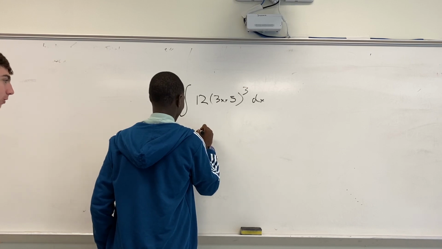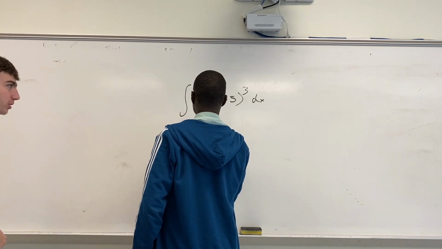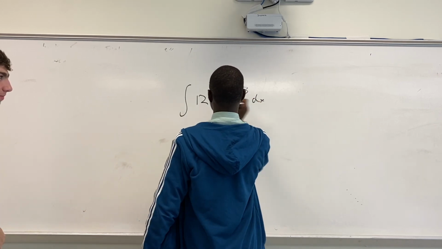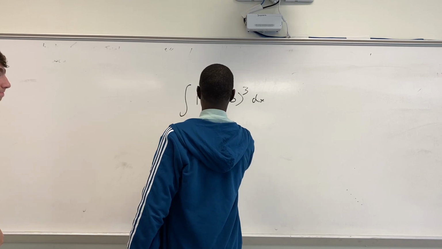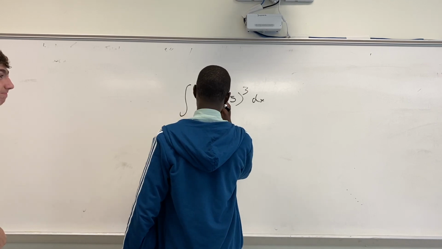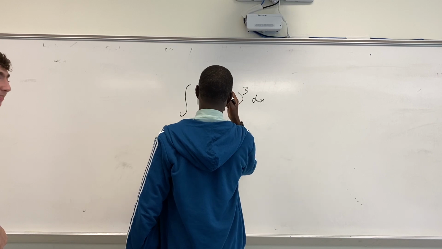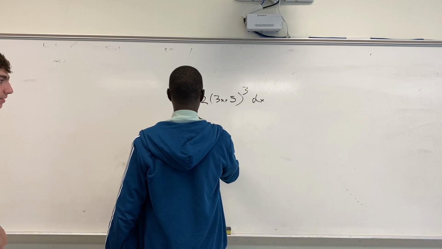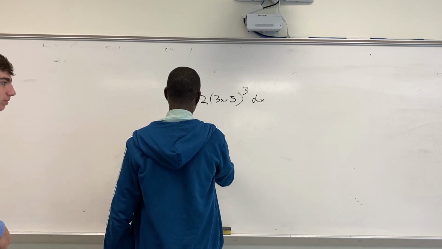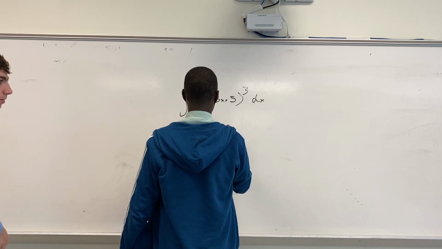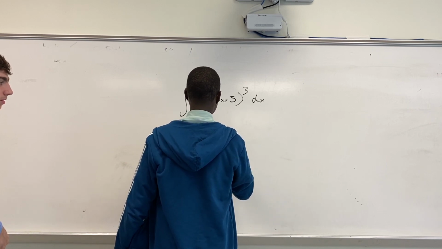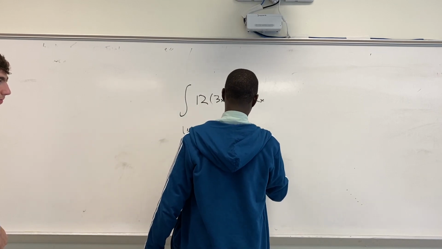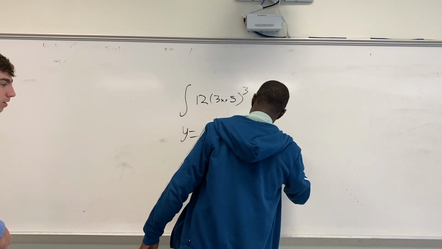Not the u part, just by looking at it. I would assume that you bring this down, you multiply it times 3, and then you add 1 and then you divide by it. I was thinking of differentiation. Okay, so I think you would do y equals 12 over 4 times (3x + 5) raised to the power 4 plus c.